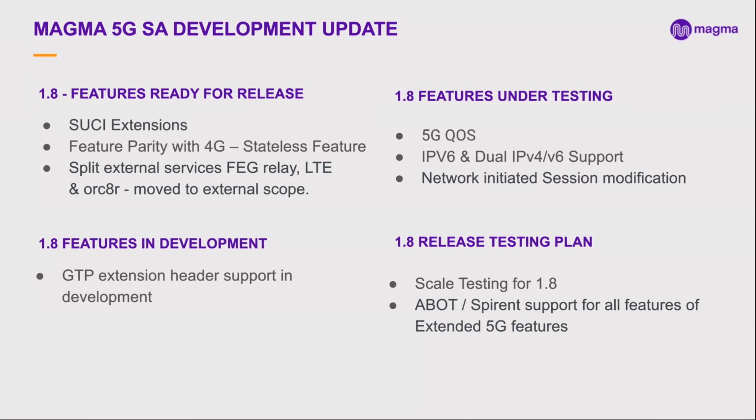1.8 features under testing. We have 3 features under testing: 5G QoS, network initiator, session modification. Very similar issues we are dealing with there. So those PRs are ready, and they will be getting merged in. We are targeting next week, so we'll see how it goes. IPv6 is just a testing task from our side, so the team is working on it. And in parallel for the 1.8 release plan, the team is working on scale testing for 1.8, the realignment testing and the AVOT regression testing, adding new features, plus making sure the master branch is stable with that.